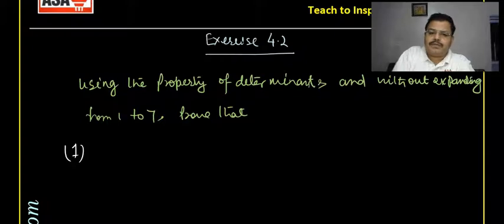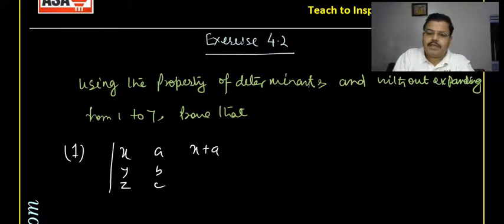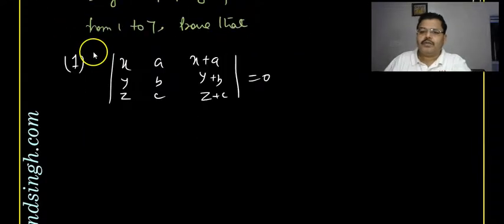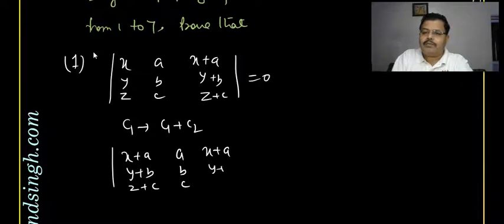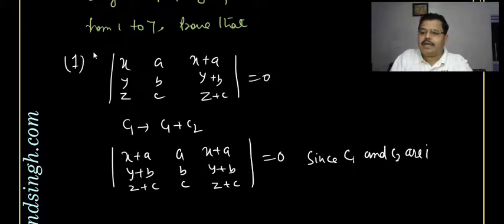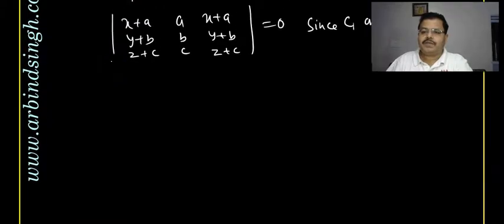The very first question is the determinant with rows x, y, z; a, b, c; and x plus a, y plus b, z plus c. This has to be proved 0. We can take C1 tends to C1 plus C2. In that case, the first row becomes x plus a, y plus b, z plus c, and the second row, a, b, c, x plus a, y plus b, z plus c. Since column 1 and column 2 are identical, the value of the determinant is 0. So using the first property, the first question has been proved.